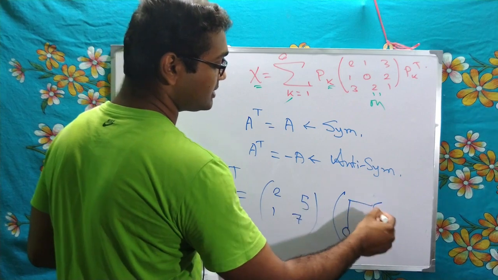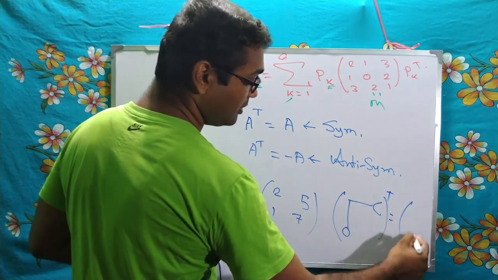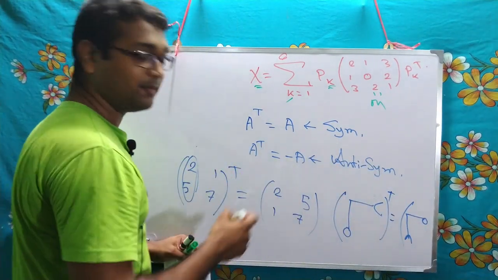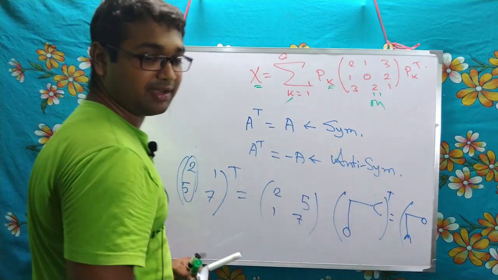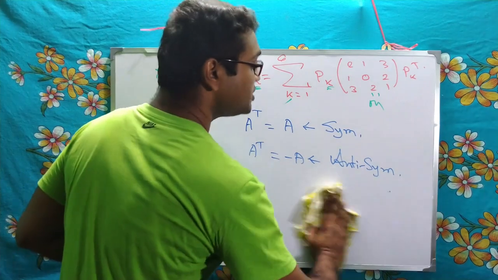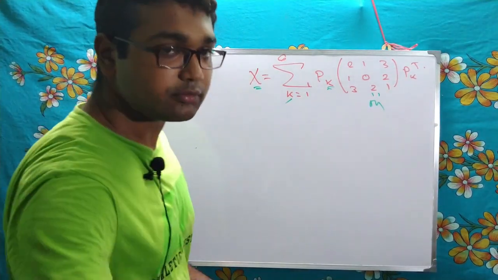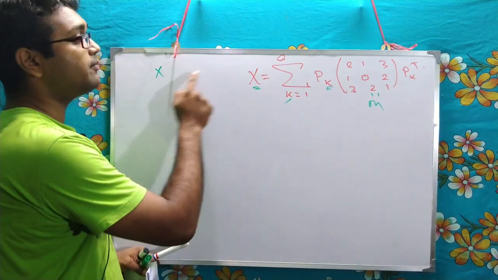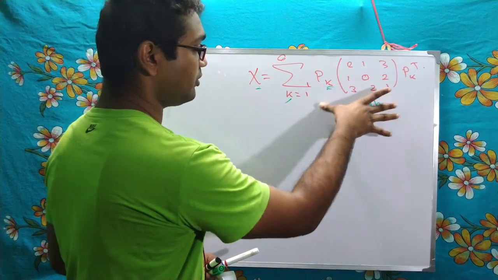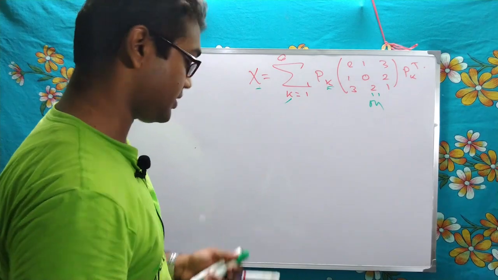If this is my row, this is my column. I mean, this is my column, this is my row. Then if I take the transpose now, it will become this. This is actually for understanding, obviously. So here, in this question, I have to check whether X transpose is equal to X. If we can prove that X transpose is again equal to X only, then it will be proved that X is actually symmetric.